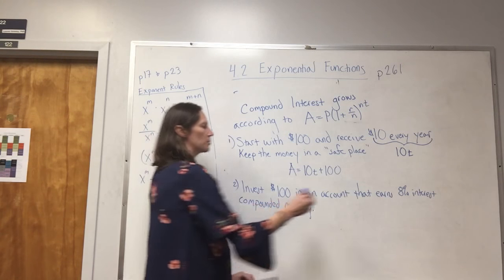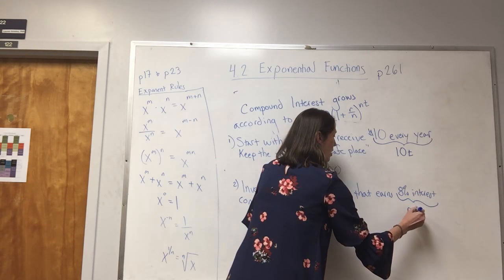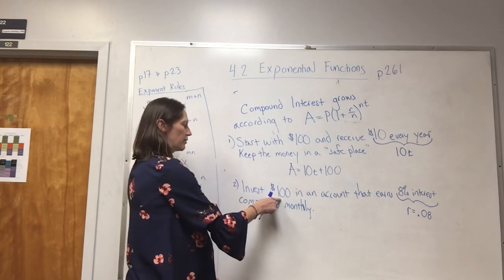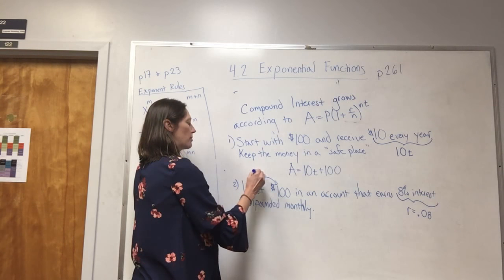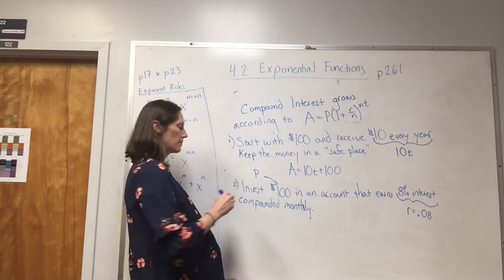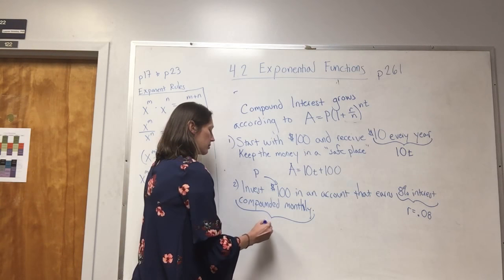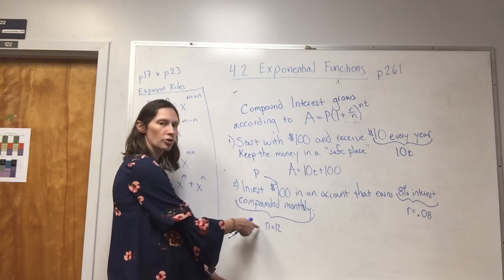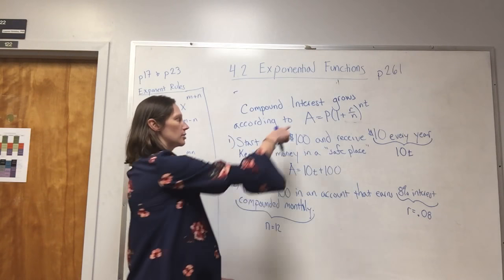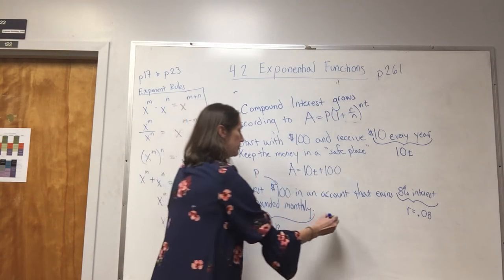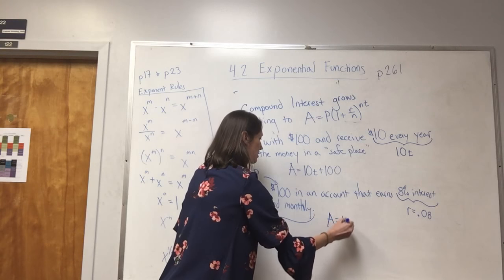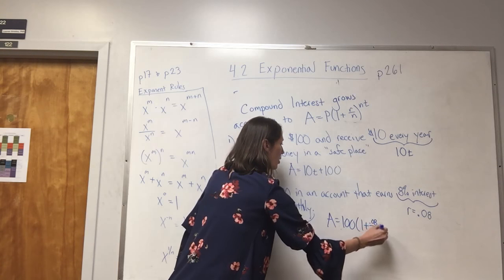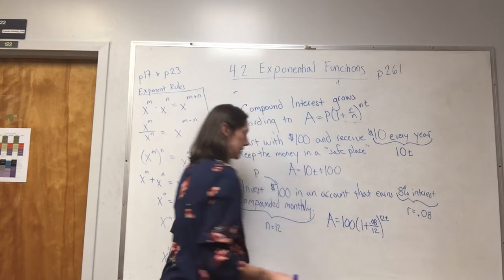Okay, so 8% interest, that means the rate as a decimal is 0.08. If I'm investing $100, that's my initial amount, that's my principal, that's my starting value, my P. Compounded monthly tells me n is 12. There are 12 months, n is the number of terms, n is 12 here. So in this situation, I'm going to plug in everything we knew and say A is 100 times the quantity 1 plus 0.08 over 12, raised to the 12t.